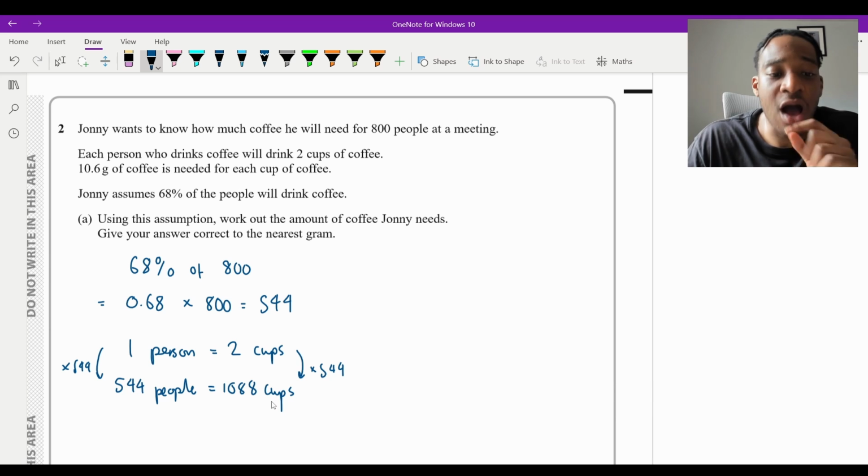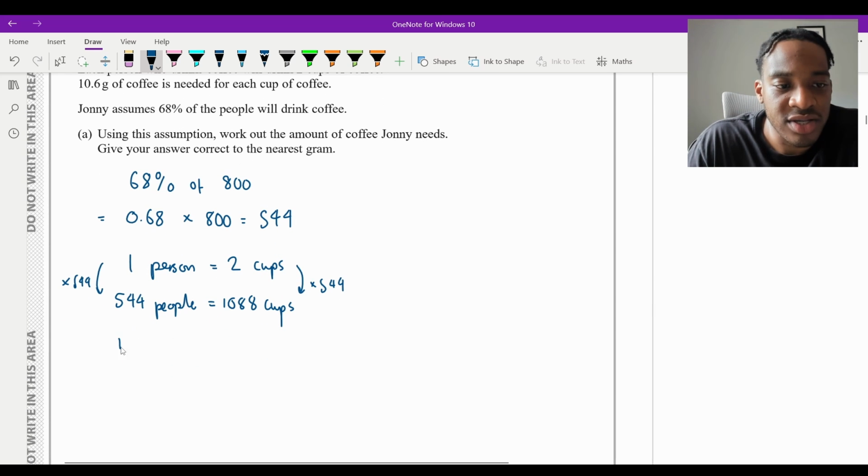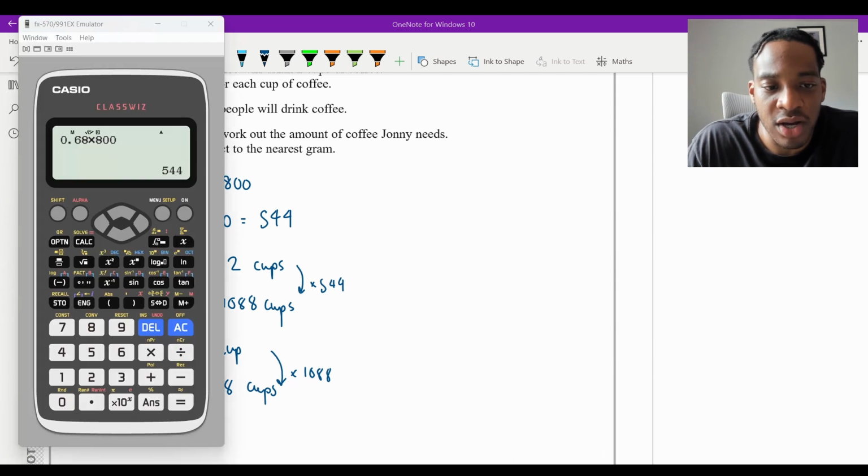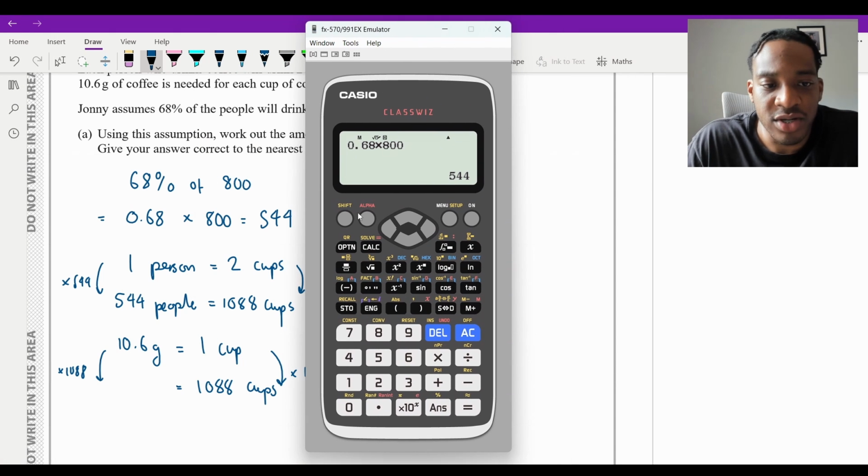Okay, now we know how many cups are needed. And this sentence tells us that there are 10.6 grams of coffee for each cup. So we can say that 10.6 g is equal to 1 cup of coffee. And we have 1088 cups, so all we need to do is multiply by 1088, don't we? So times by 1088, times this one by 1088 as well. That will tell us how many grams is needed for coffee. So it's going to be 10.6 times 1088.